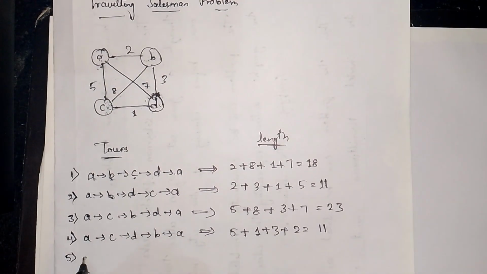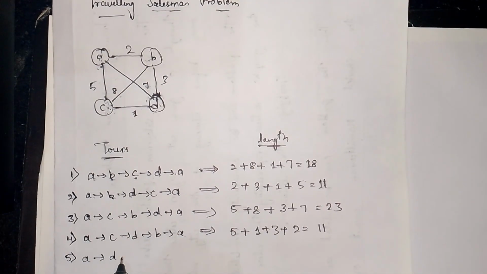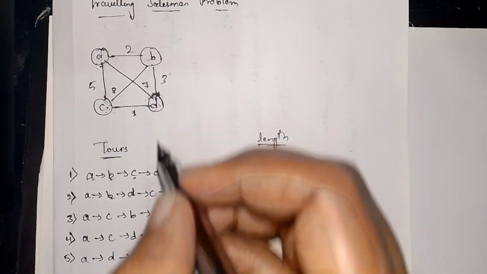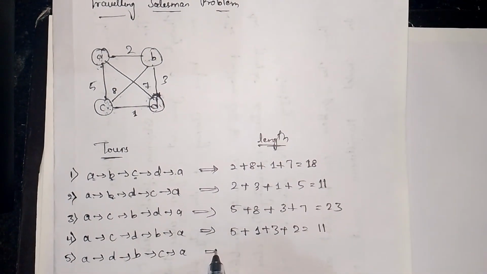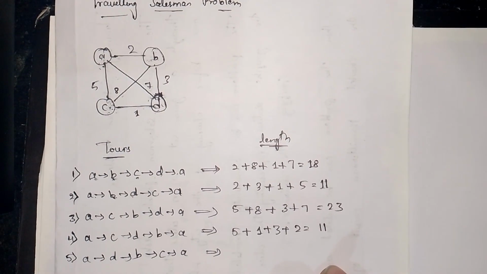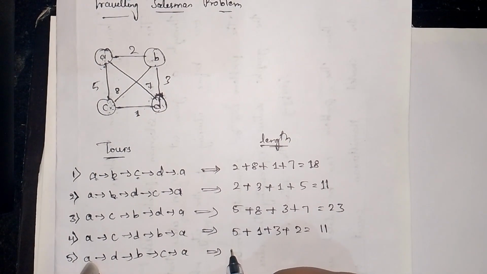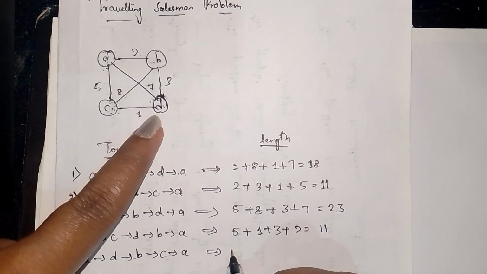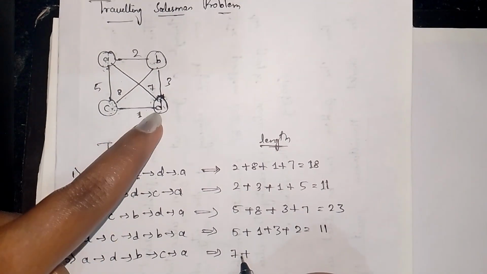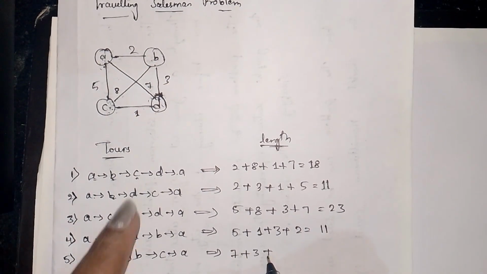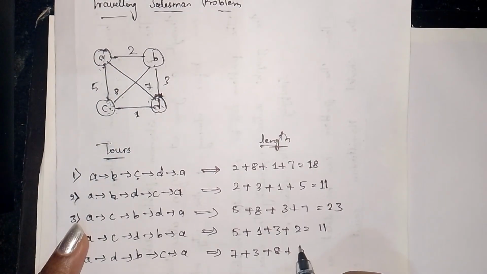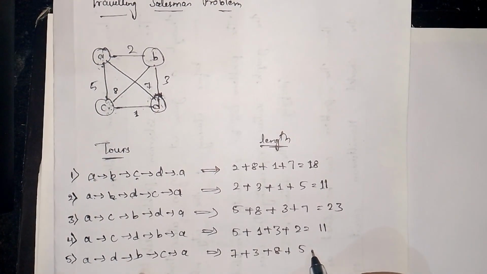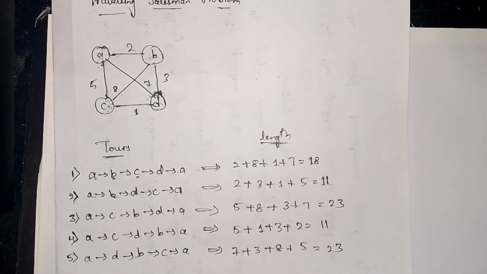Another path will be A to D, D to B, B to C, and C to A. Then the total distance will be A to D is 7, plus D to B is 3, plus B to C is 8, plus C to A is 5. Then we will get 23.